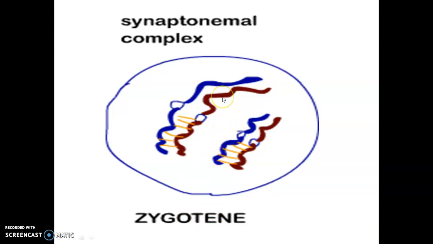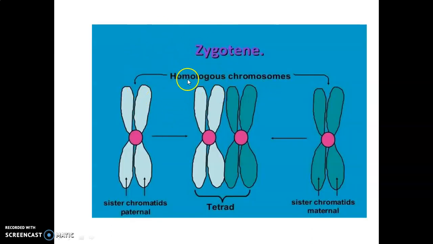See here, children, chromosomes start pairing together, and this process of association is called synapsis. Okay, such paired chromosomes are called homologous chromosomes. So here you can see homologous chromosomes. Electron micrographs of this stage indicate that chromosome synapsis is accompanied by the formation of a complex structure called the synaptonemal complex, and the complex formed by a pair of synapsed homologous chromosomes is called a bivalent or tetrad.